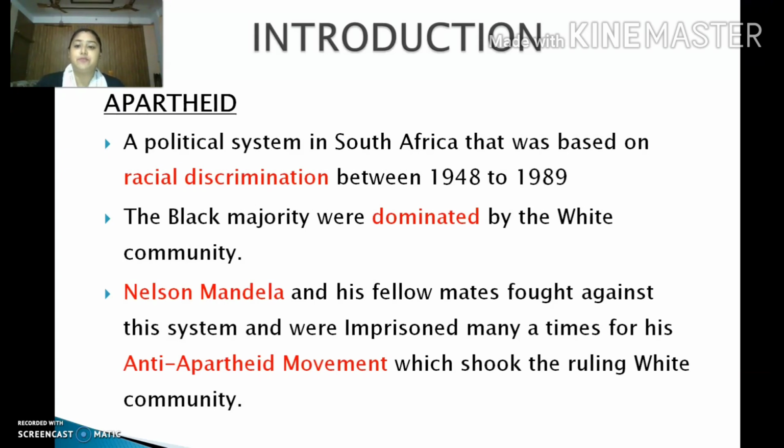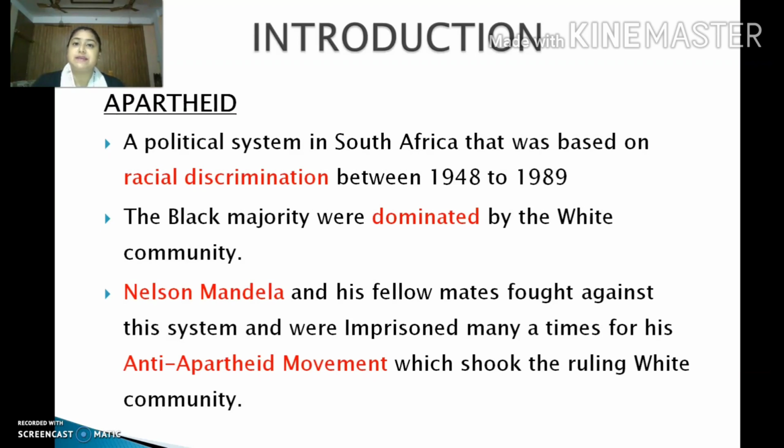And in this system of racial discrimination, the black majority people, that means the native people of South Africa, were dominated by the white communities. So all those people who came from various countries of the West to colonize South Africa, they stayed back. And since they stayed back, they started dominating the native people on the basis of their skin color.